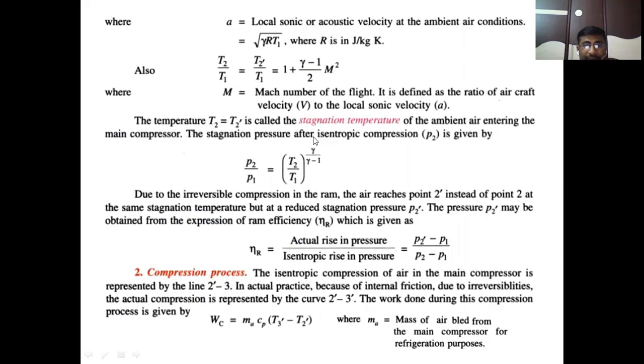The stagnation pressure after isentropic compression P2 is given by P2 by P1 equal to T2 by T1 all to the power gamma by gamma minus 1. It is the adiabatic rule applied for the isentropic process. Due to the irreversibility of compression in the ram, the air reaches point 2 dash instead of 2.